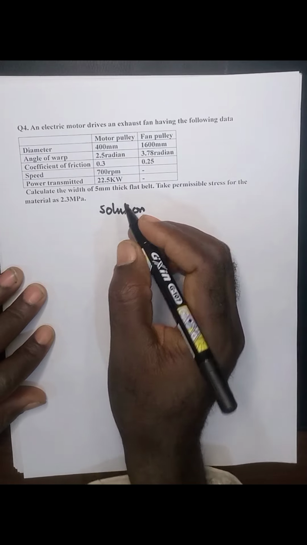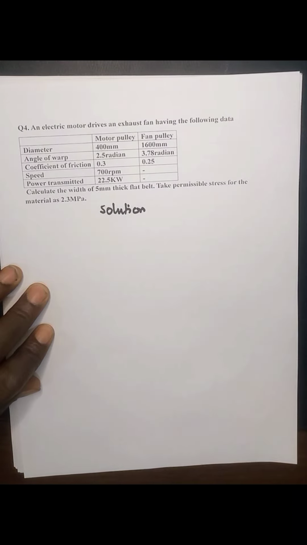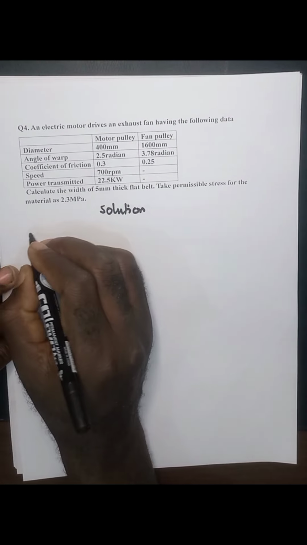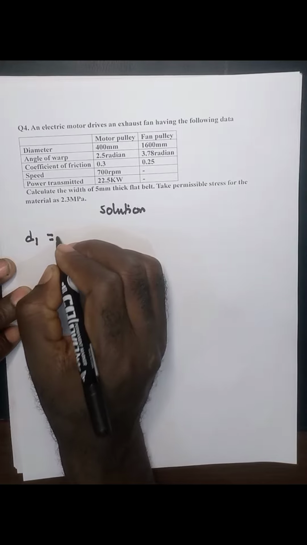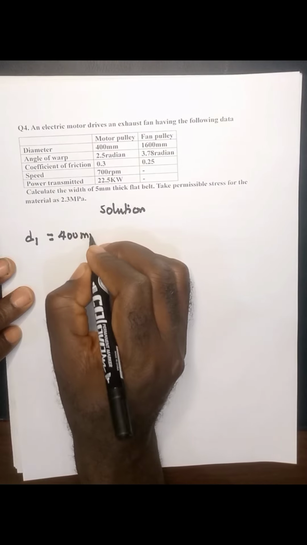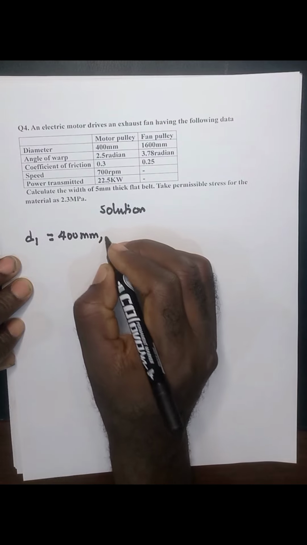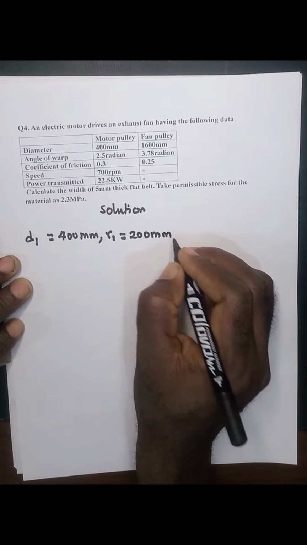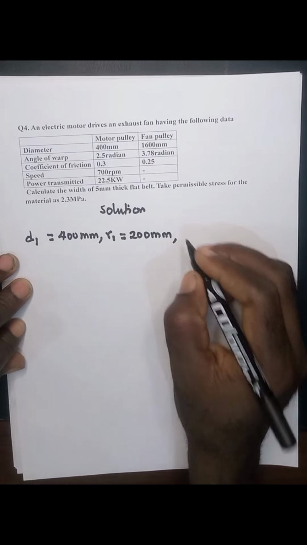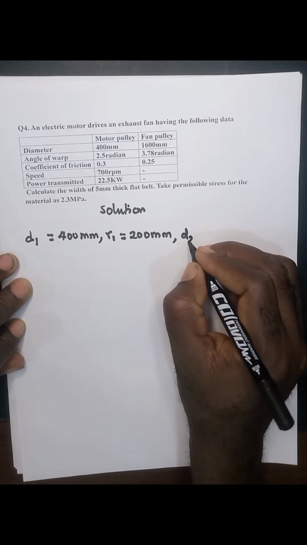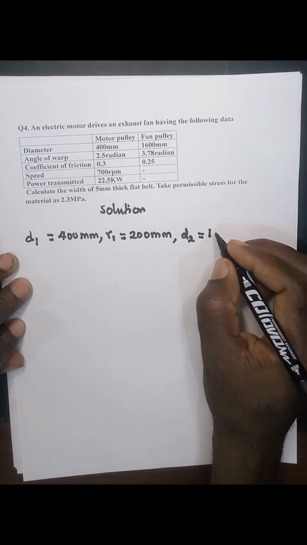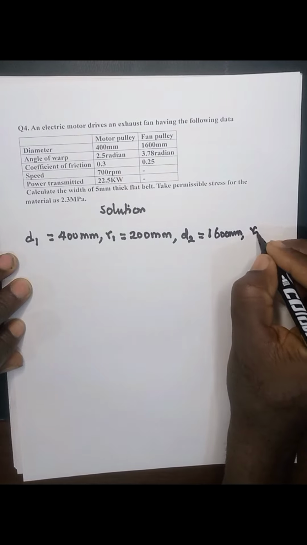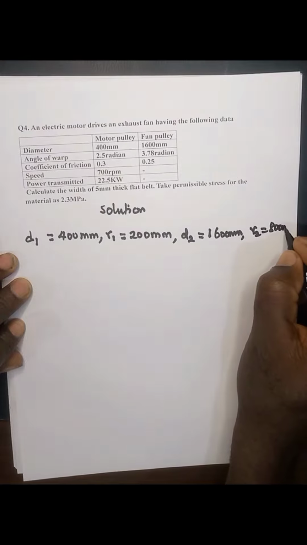Let us take a look at our given. All our given data are here in the table. Now we are given the diameter of the motor pulley as D1, which is equal to 400 mm. From there, the radius R1 will be 200 mm. Also, we are given the diameter of the fan pulley D2, which is 1600 mm, and its radius R2 will be 800 mm.